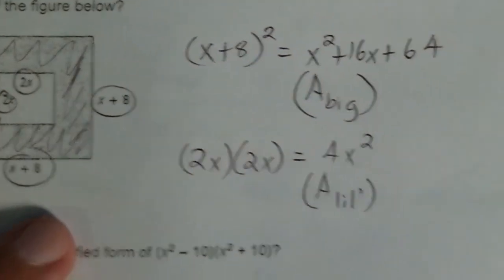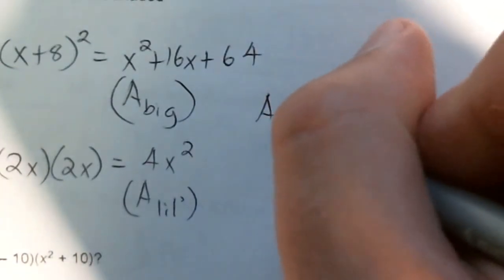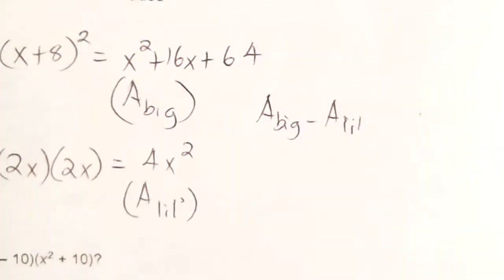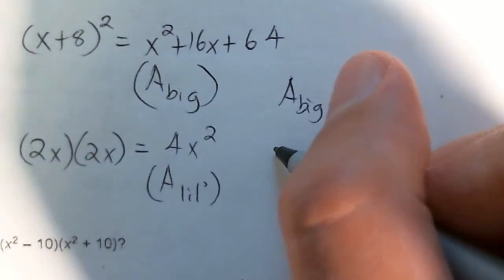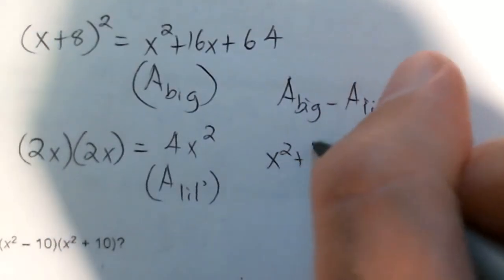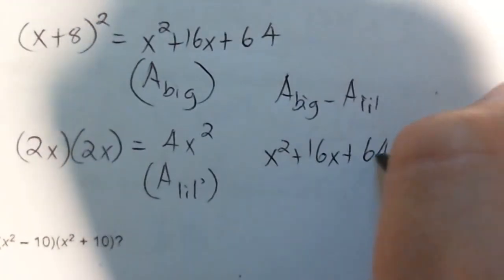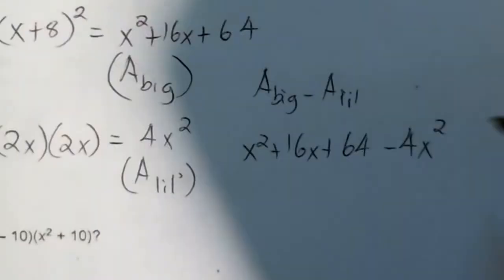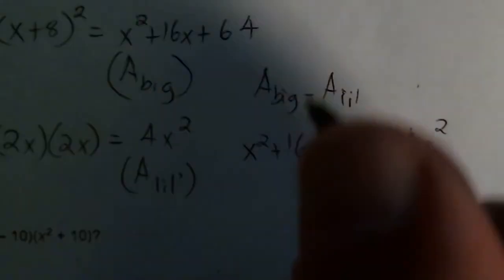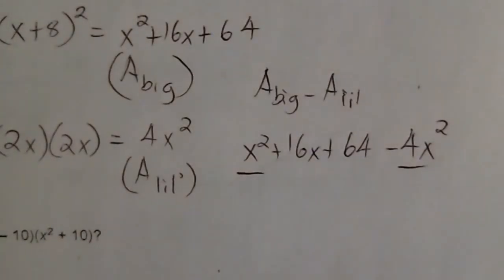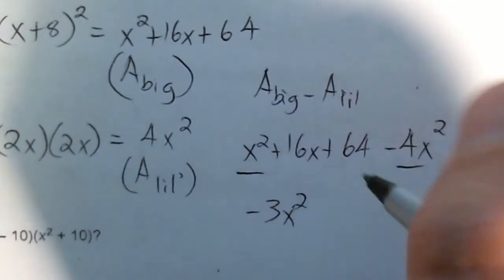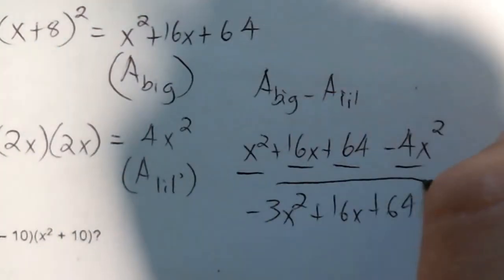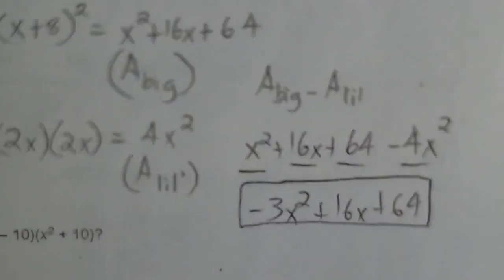So the area of the shaded region is going to be the area of big minus the area of little. My big area is x squared plus 16x plus 64, and from that I'm going to subtract the area of the little square, 4x squared. So now I've got apples: $1 minus $4 is negative $3. Bananas, 16 bananas, and 64 grapes. And that's all she wrote, boys and girls, for that one.